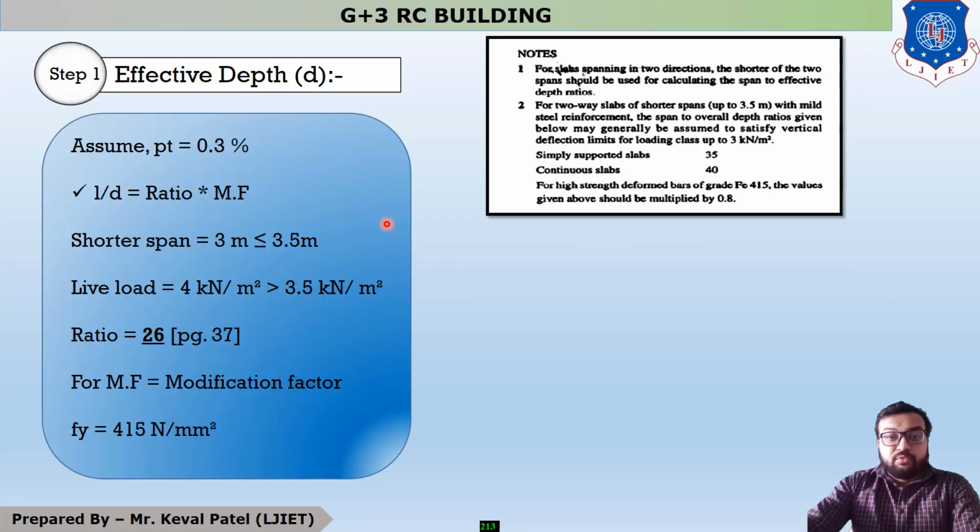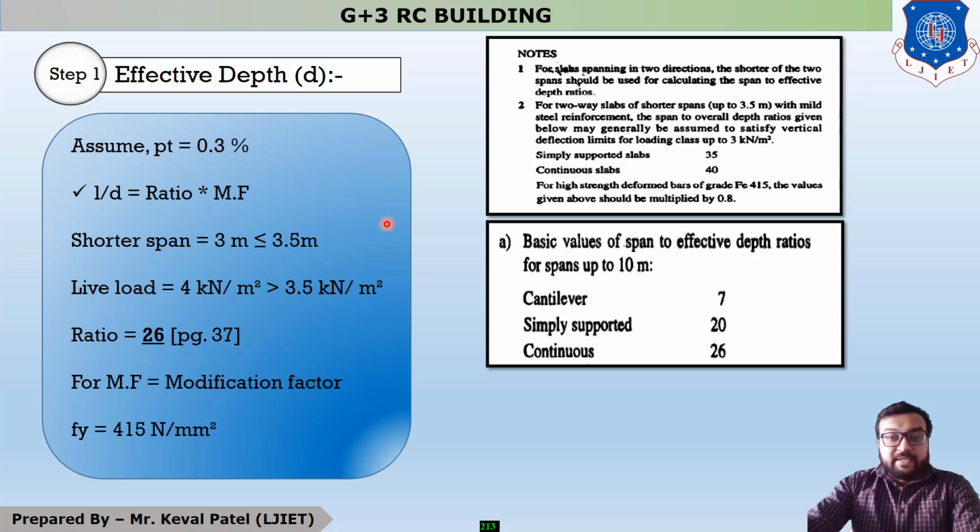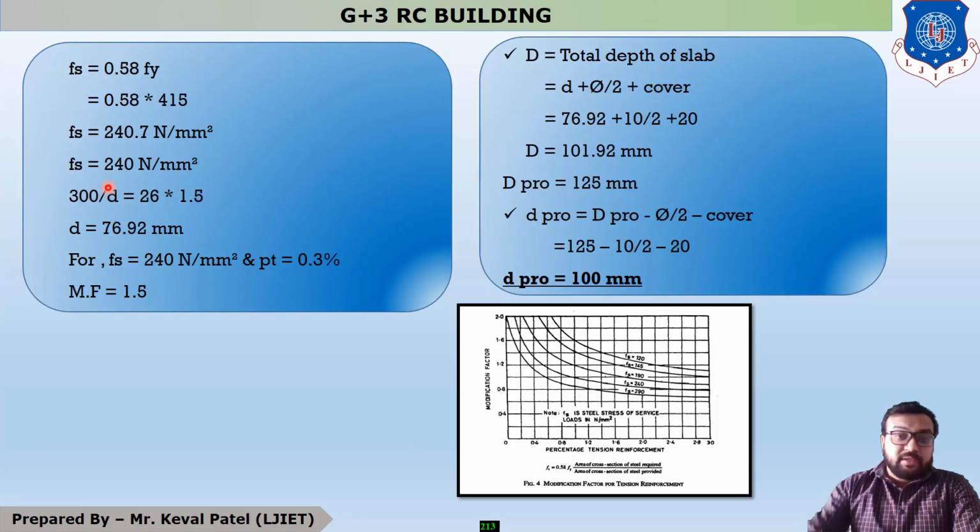Now you have to convert meter to mm. So 3 meter is equal to 3000 mm. There is some typing mistake over here. So this is 3000 divided by D is equal to ratio, which is equal to 26 into mf.